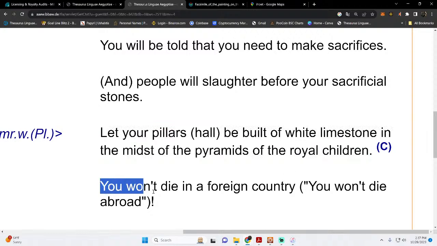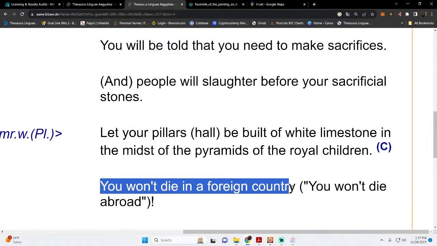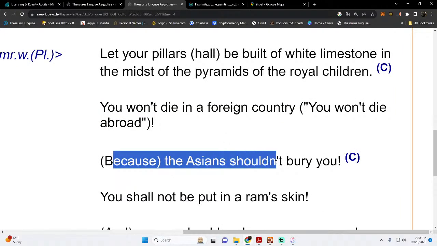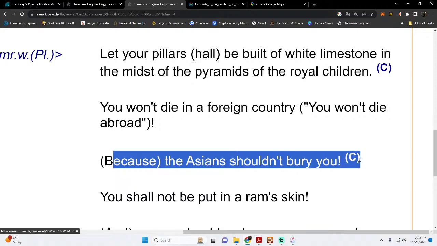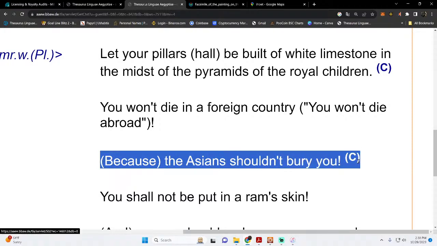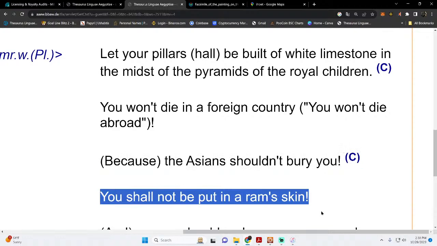But look, you won't die in a foreign country. So this is the letter he got, remember? We're going to turn you back to Egyptian. We know you was rocking with the Retenu king. Now watch this. Because the Asians should not bury you. Again, the Asians should not bury you. You shall not be put in a ram's skin.